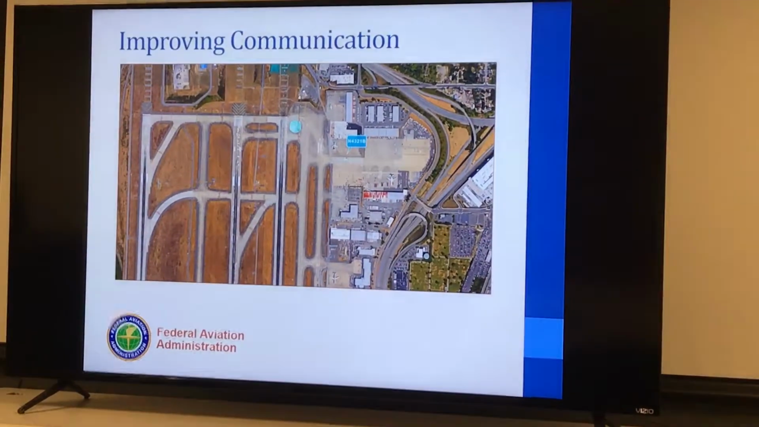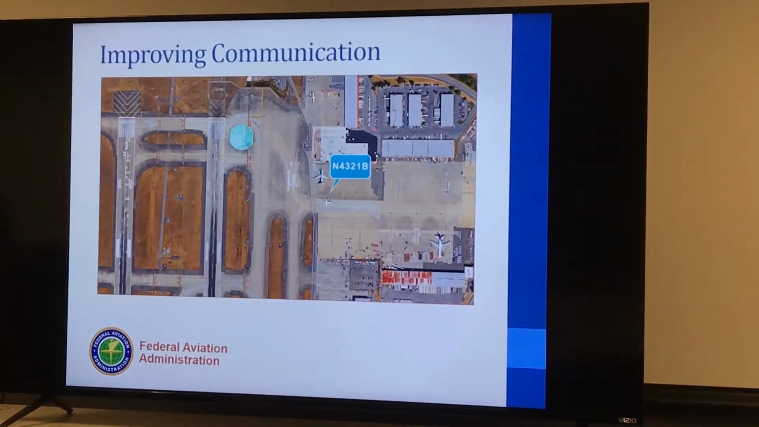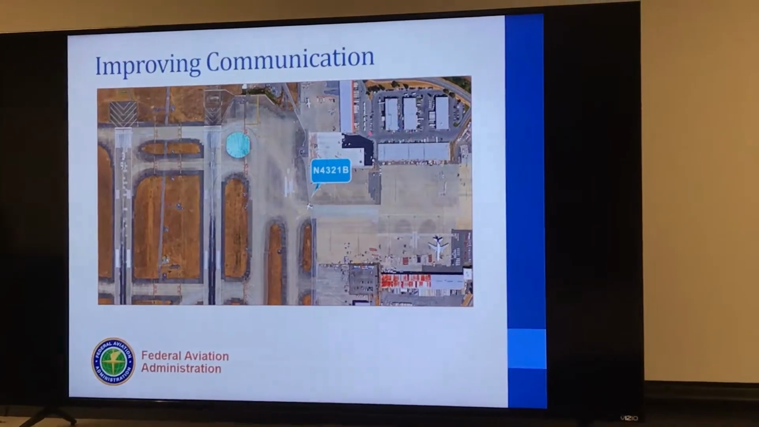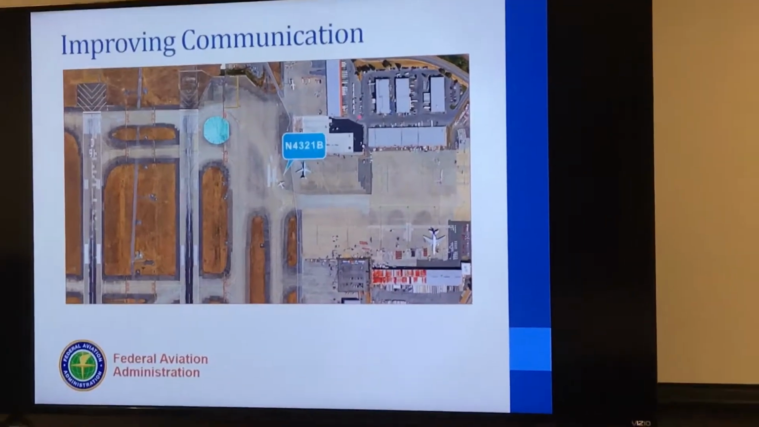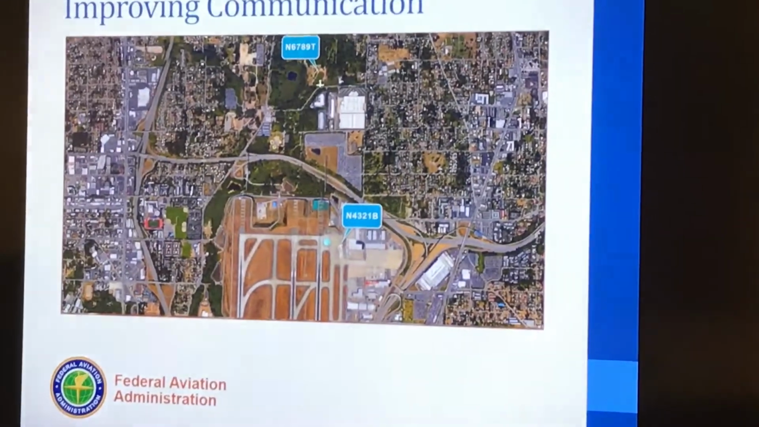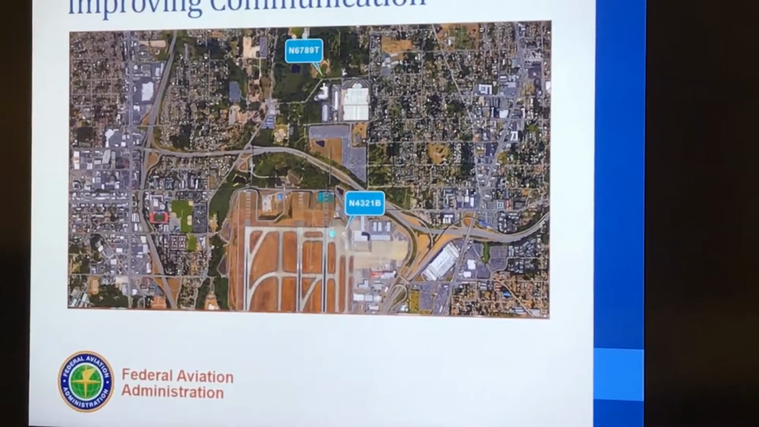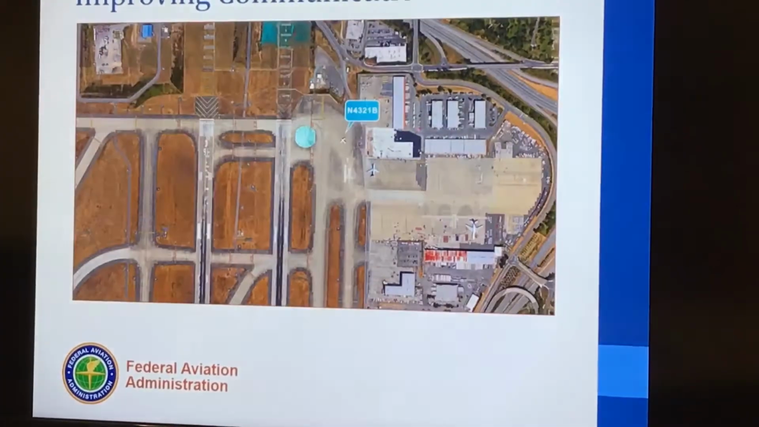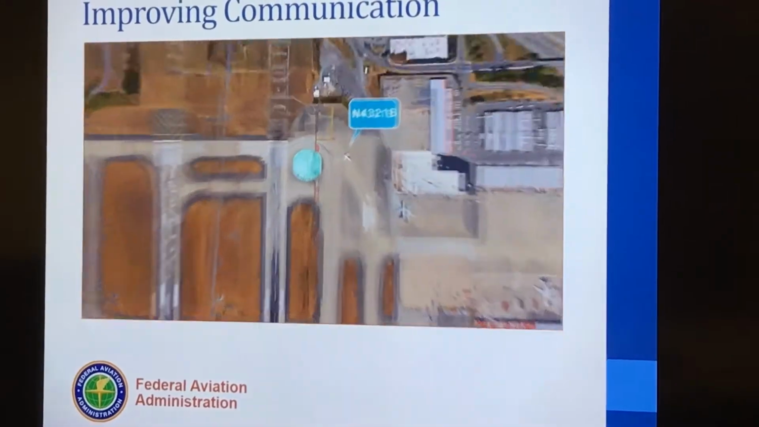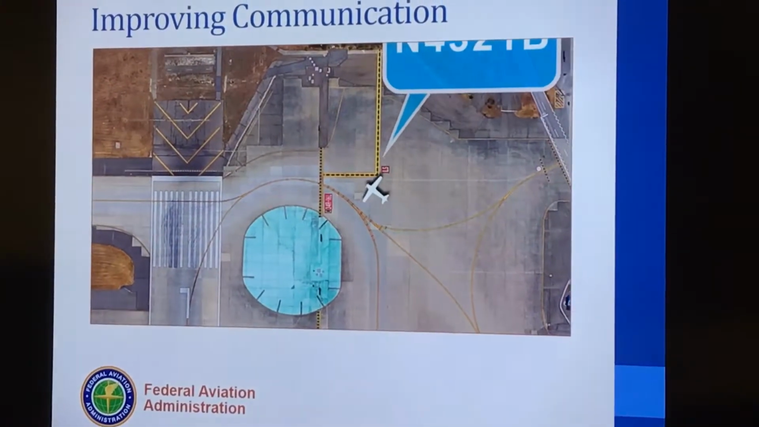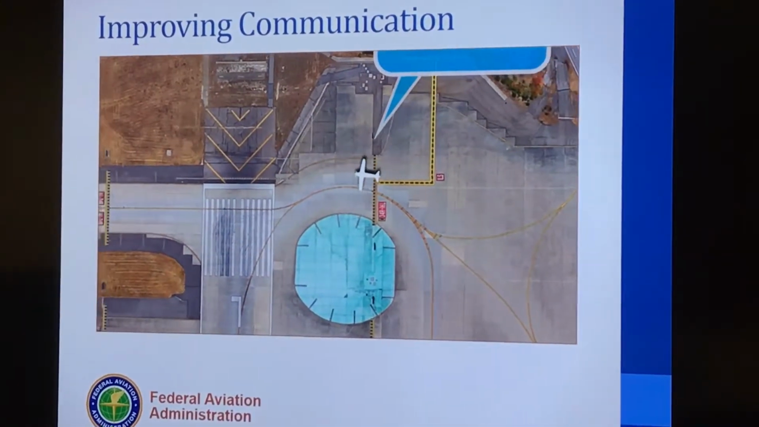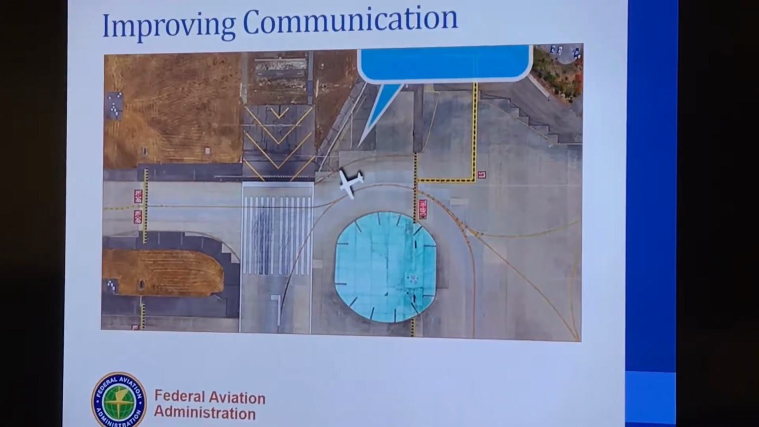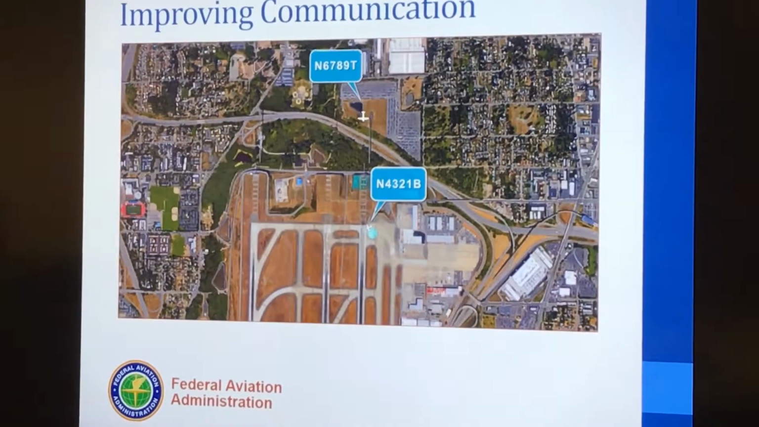November 4321 Bravo, Alphabet Ground, runway 16 right, taxi via Charlie, hold short of runway 16 left. November 4321 Bravo, runway 16 right, taxi via Charlie and hold short of runway 16 left. November 4321 Bravo, stop, stop. You are cleared across runway 16 left.